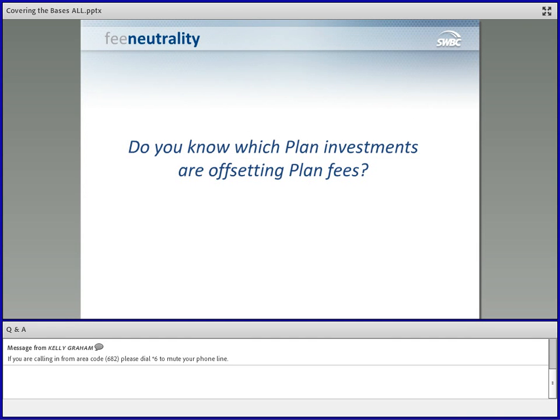So this comes to the next question of fee neutrality. With the increasing focus on fees comes an increasing focus on investment revenue sharing, those numbers that I was showing and the focus on fees and what's being disclosed through 408(b)(2). And it's produced the idea of fee neutrality and the important question of, do you know which plan investments are offsetting plan fees? Said another way, which funds give money back to the plan and which don't? What are the levels? Who is invested in those investments? And to use an off-putting term, and I've heard this from a lot of plan sponsors over the years, which funds are subsidizing the cost of the entire plan?